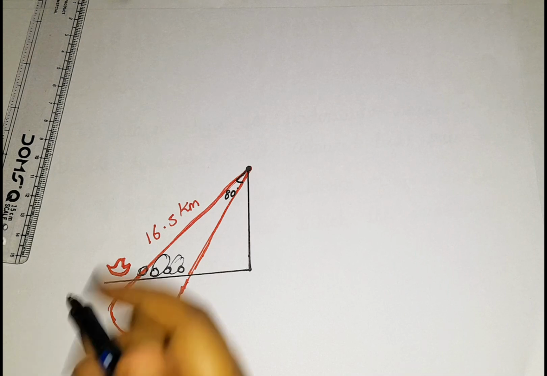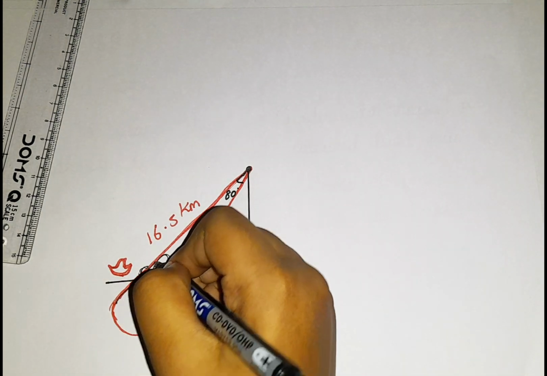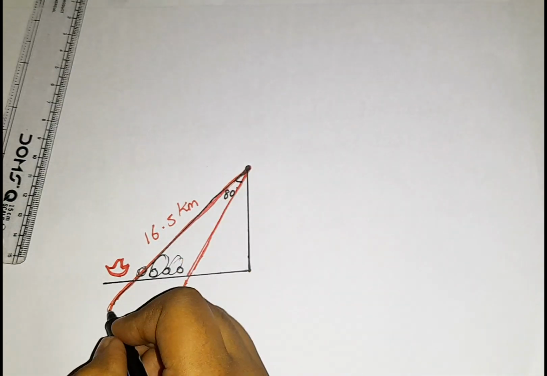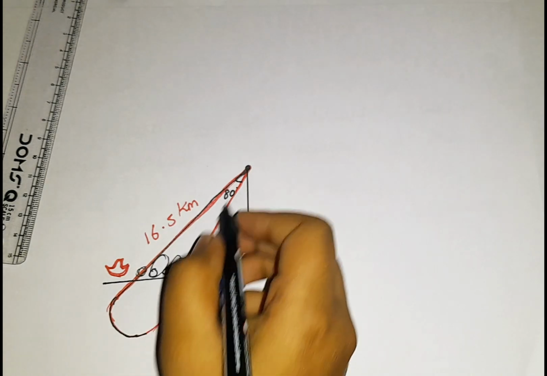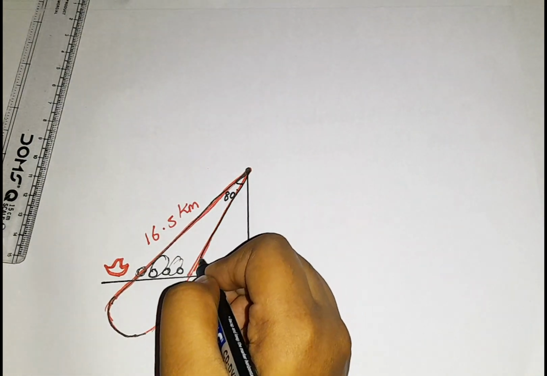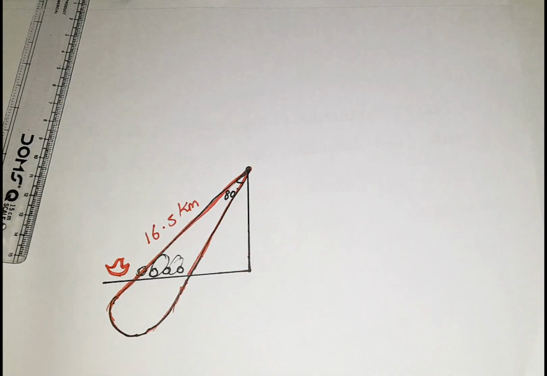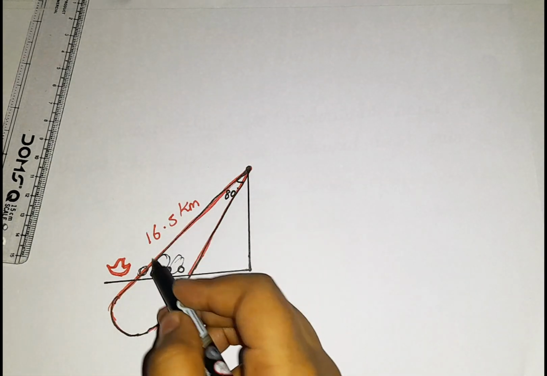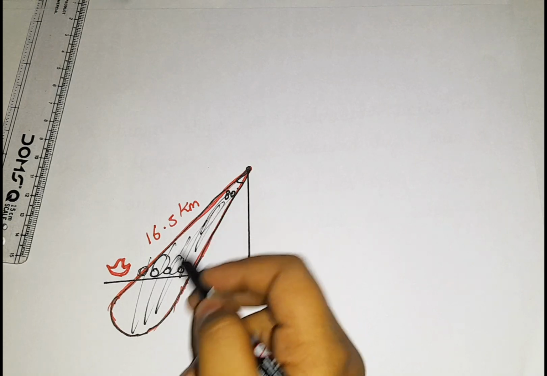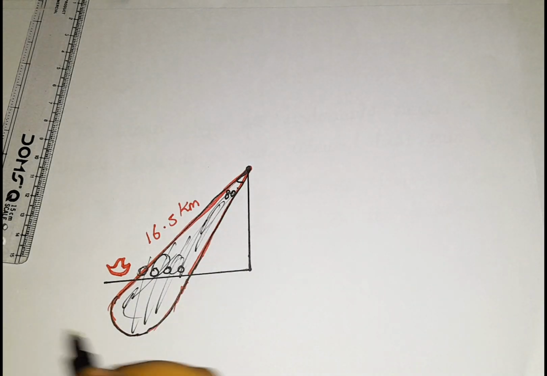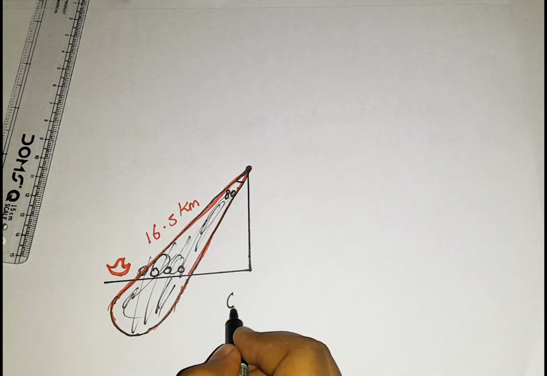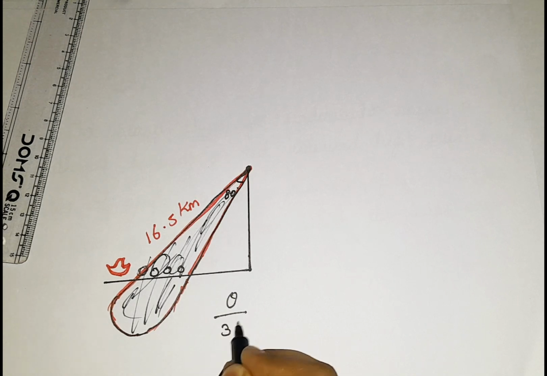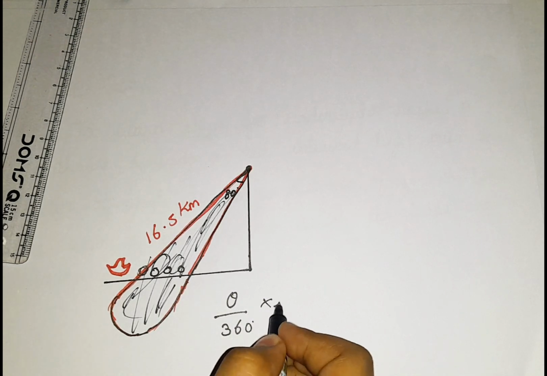So you can call this part a sector. Why? Because it is kind of like a sector, not exactly, but close. So we want a sector. Here you can see we got a sector. Since we have a sector, we are going to apply the sector's formula, that is theta by 360 degree into pi r square.